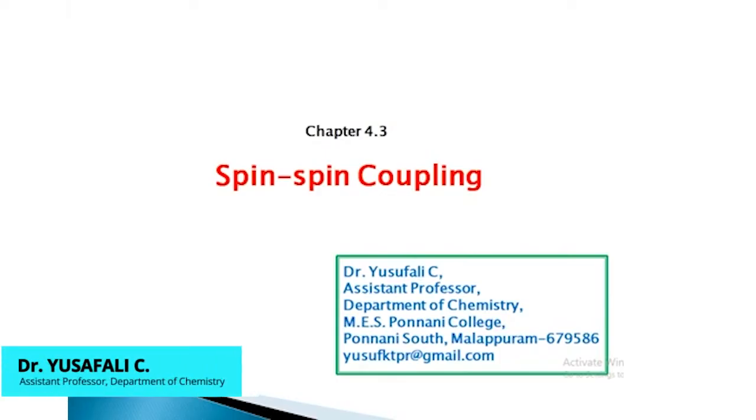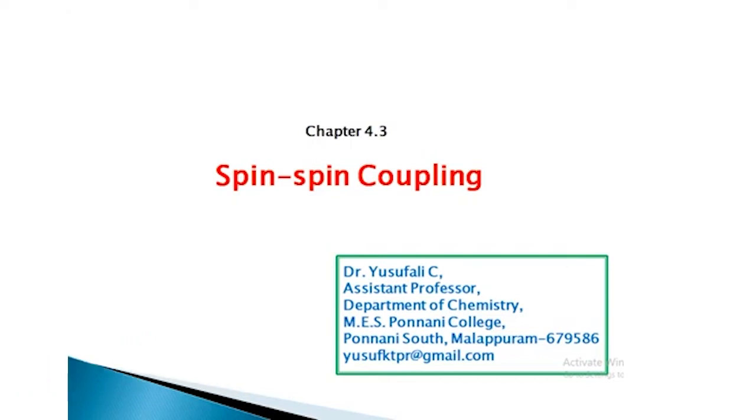In this video, we are going to discuss some aspects of spin-spin coupling. Spin-spin coupling means peaks can be split due to neighboring or different hydrogens. Let us take an example here. This molecule has two different hydrogens. This is A type hydrogen and this one is B type hydrogen.